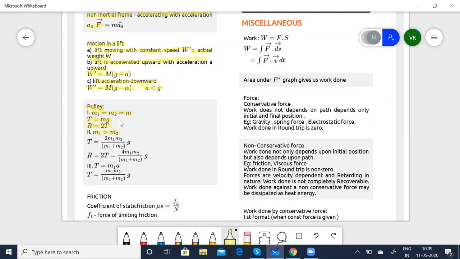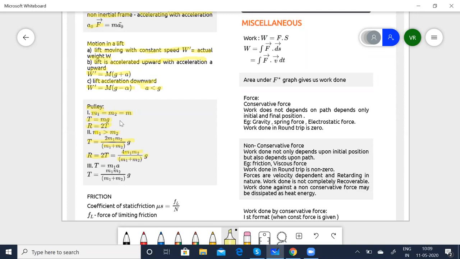Now we are going to see, in the pulley problems, we come across 3 cases. Remember, one is of equal masses. The second case, when M1 is greater than M2, that is the mass of the first body is greater than the mass of the second body, then tension T is equal to 2 M1 M2 by M1 plus M2 into G. Then reaction R is equal to 2T. We already saw R is equal to 2T, so apply that, and that gives you 4 M1 M2 divided by M1 plus M2 times G.